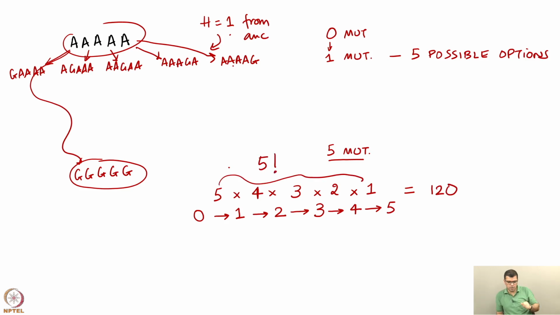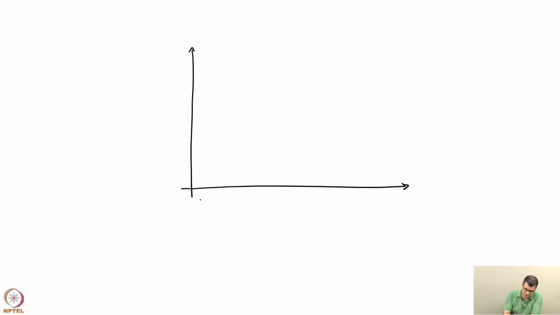So, we have 120 paths to go from the ancestral sequence to the ecological strain sequence. Okay. So, what we have so far is the following: that I have the ancestral sequence, and I have the ecological strain sequence.